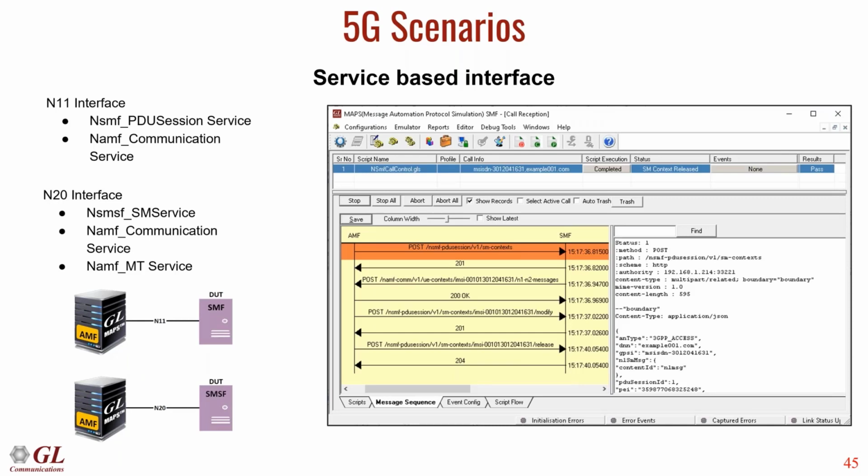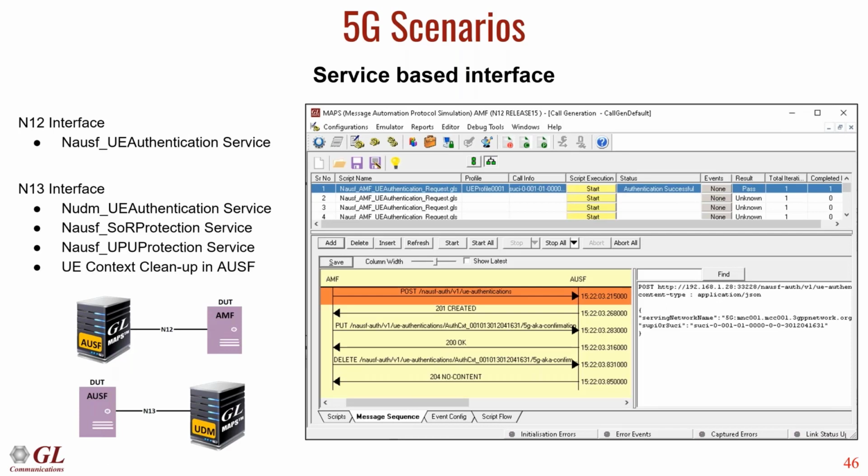Here we are showing the N11 and N20 interfaces. N11 is between the AMF and the SMF. The basic services include PDU session establishment, modification, and deletion. This includes services from both AMF and SMF. PDU session service is offered by SMF, and N1/N2 communication is offered by AMF. In this communication, the AMF will transfer the NAS and N1 messages to the SMF for the PDU session establishment.